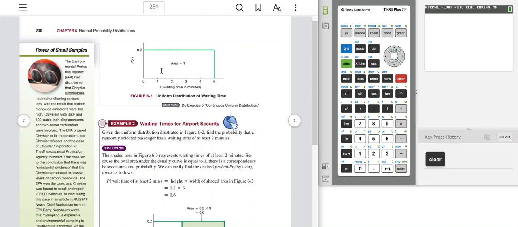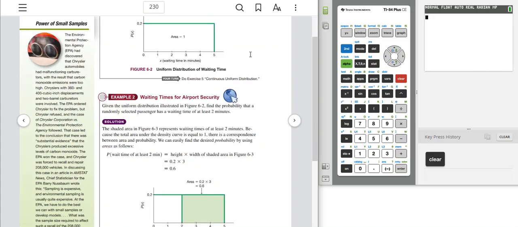This area here is equal to 1 because this distance is 5, and this distance is 0.2 probability. They're saying that 0.2 times 5 gives us 1, an area of 1. Okay, that's fine for algebra.